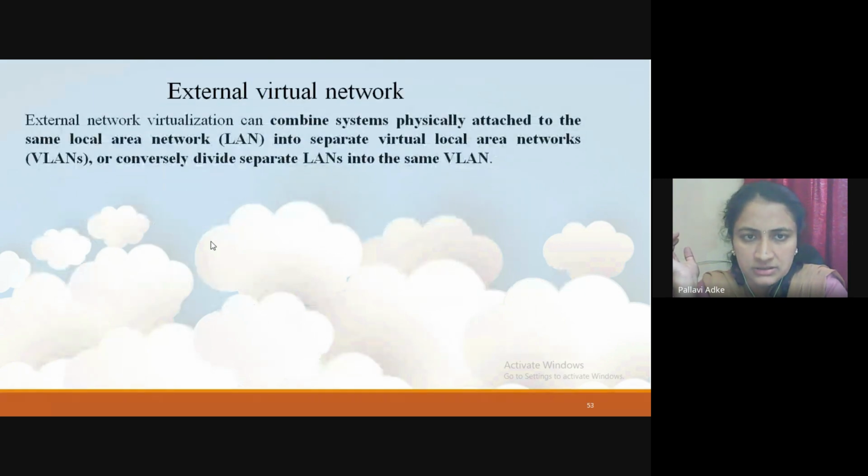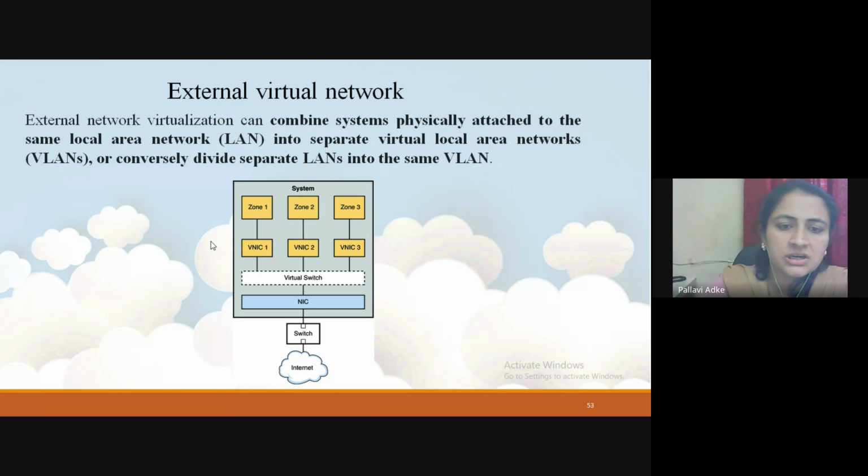External virtual network and internal virtual network. So here the internet is available, the switches are available, and here our network connection. So these are the virtual switches. Okay, so zone 1, zone 2, zone 3. The external network virtualization can combine systems physically attached to the same local area network into separate virtual local area networks, or conversely divide separate LANs into the same VLAN.